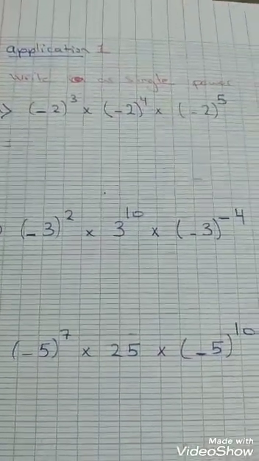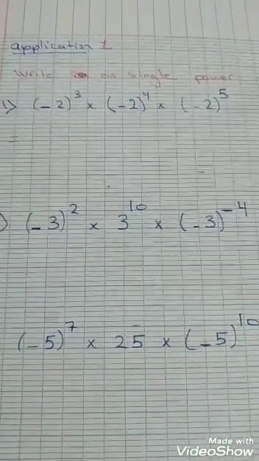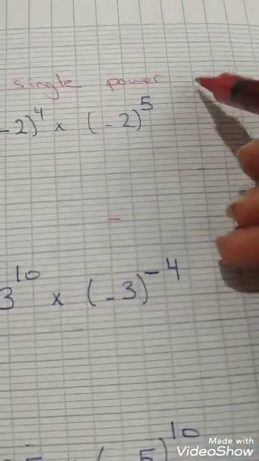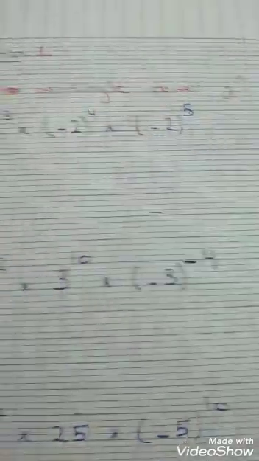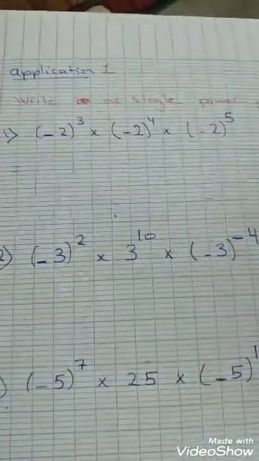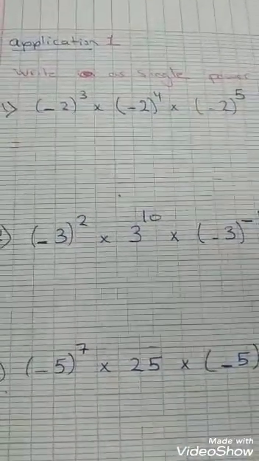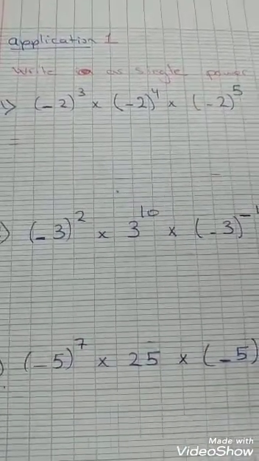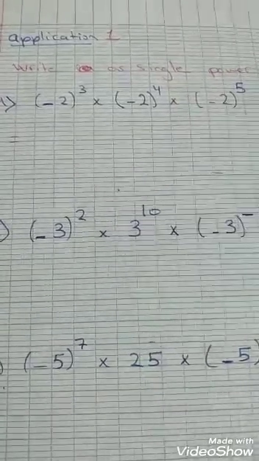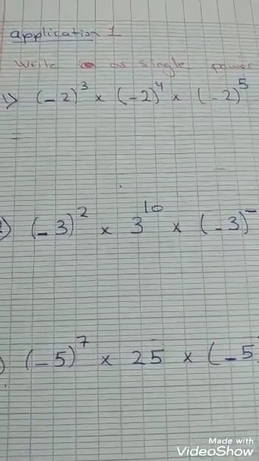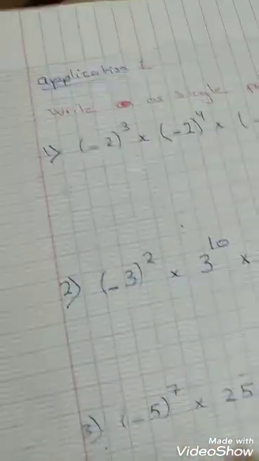What is the meaning of single power? It means a single power, in the form a to the power n, meaning one base. Let's start with the first example. In the priority of calculation, as we learned, we should start with the parentheses. I need to get rid of parentheses or signs. Let's start with the first one.